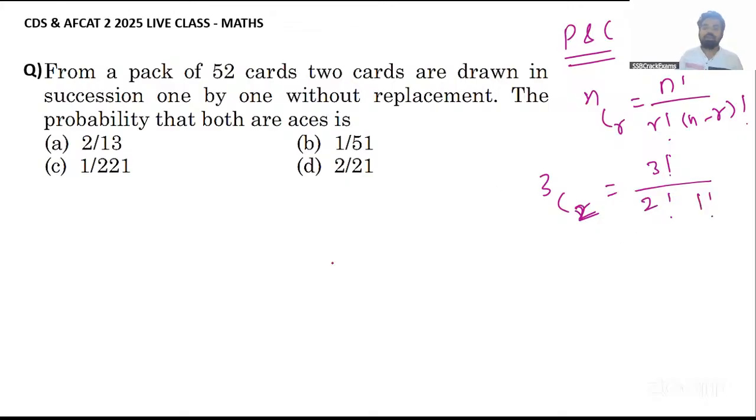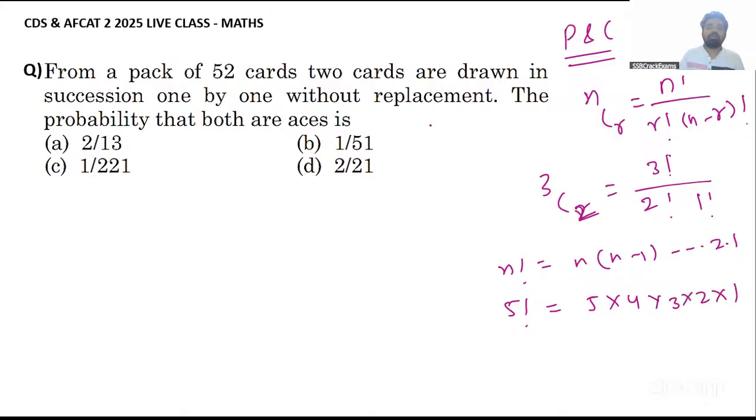So what does a factorial mean? N factorial means n multiplied by n minus 1 and so on up to 1. So if it is written 5 factorial, then it means 5 into 4 into 3 into 2 into 1. This is what factorial means. Sometimes when the number is coming out too large, we use the concept of factorial.